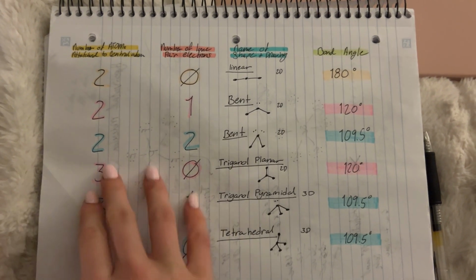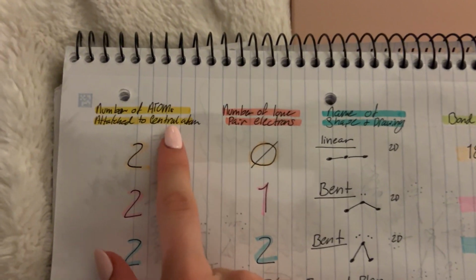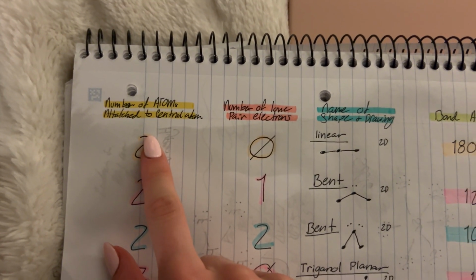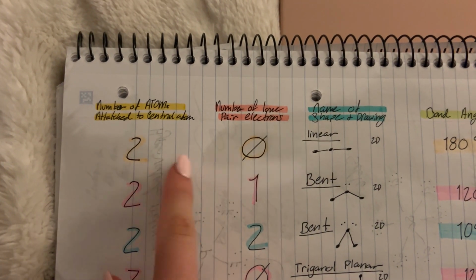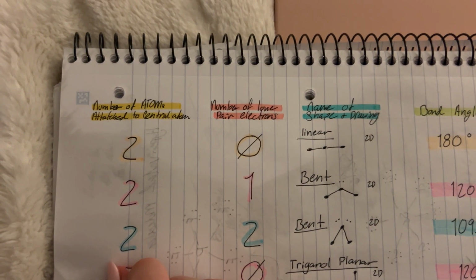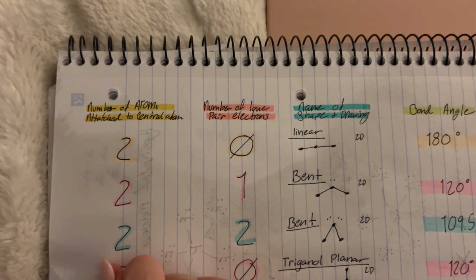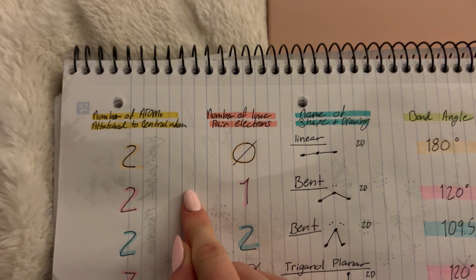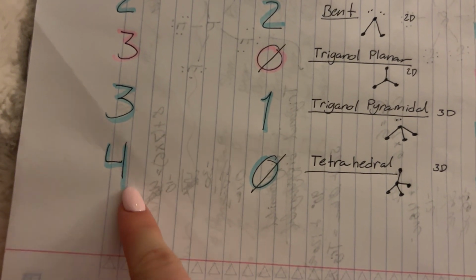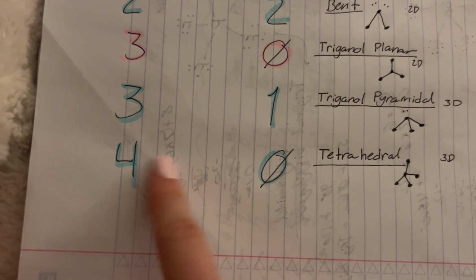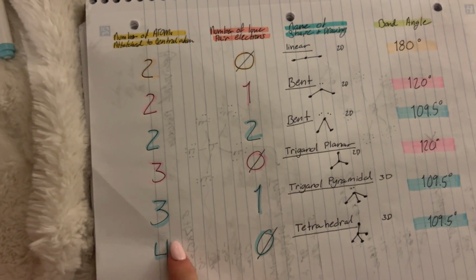So for this first column, you're going to have the number of atoms attached to a central atom. It's not all of the atoms combined, it's what's attached to the central atom. For example, take methane, CH4. Carbon is going to be your central atom, and then you have 4 hydrogens. So that's 4 atoms attached to your central atom.